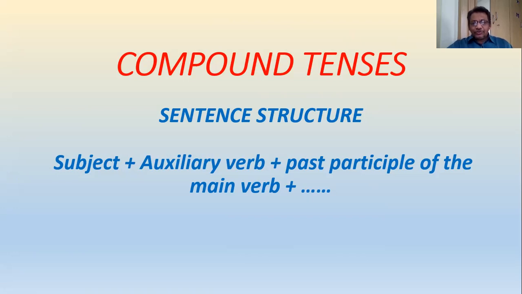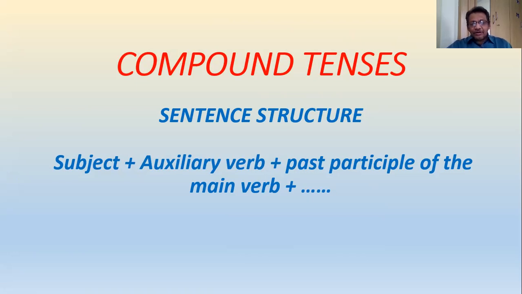Now, I will also tell you why a verb is called a main verb. The main verb is the verb which shows the action. Of course, you all know that the purpose of a verb is to show the action of the subject. So the verbs which show the action of the subject are called main verbs. And that main verb should be in past participle form in all the compound tenses in French.